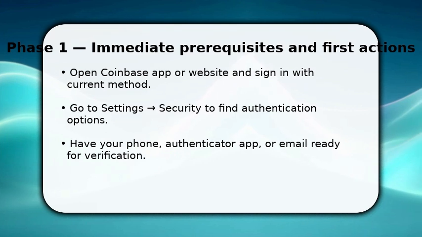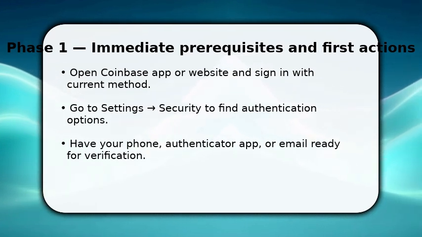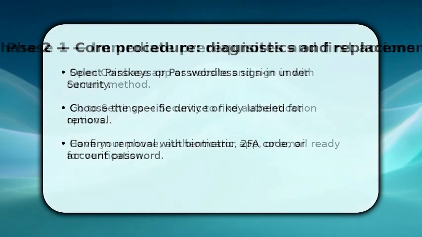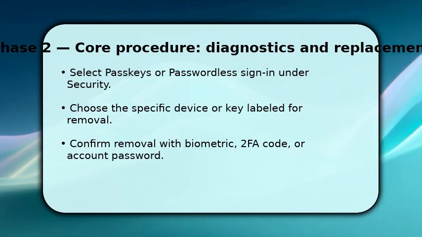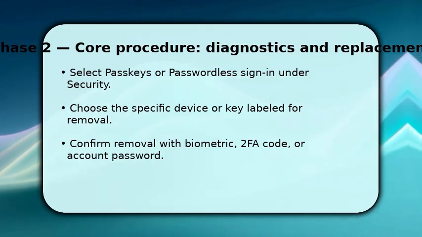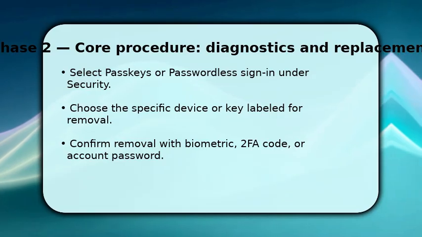You will remove the passkey only after Coinbase verifies it is you, and a backup sign. Once in security, find the passkeys or passwordless sign-in section and open Manage Devices. You'll see listed keys. Pick the one you no longer want and tap Remove or Delete.